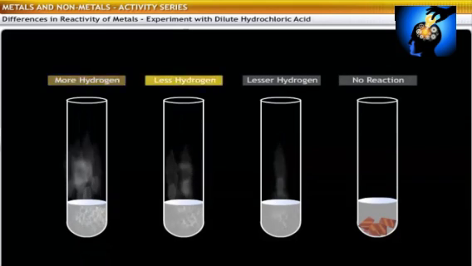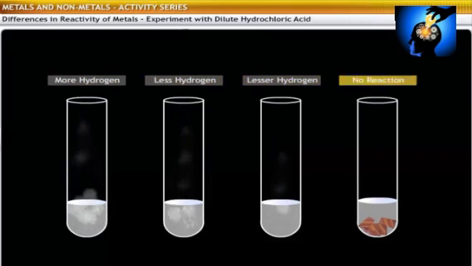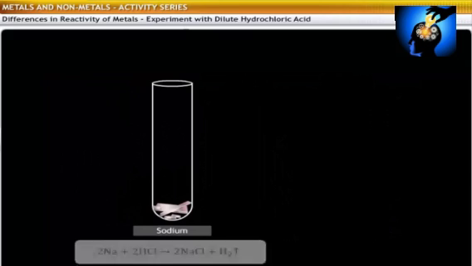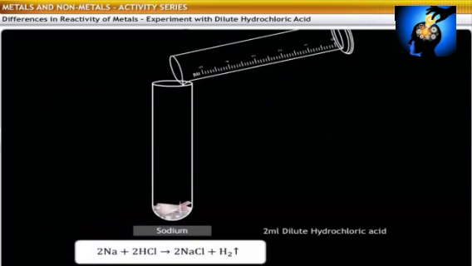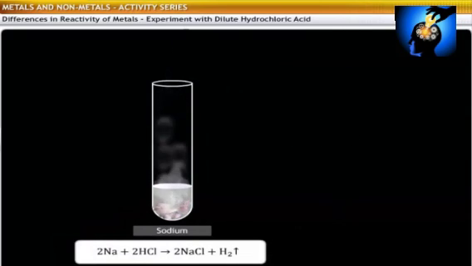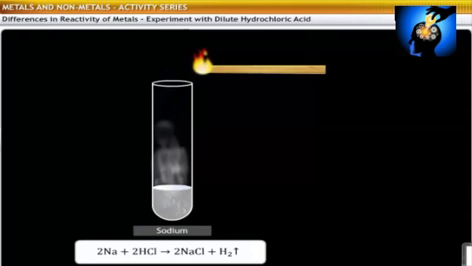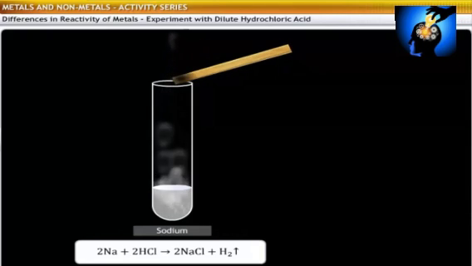However, you will notice that the rate at which the gas is liberated in each test tube is different. For instance, adding 2 ml of dilute hydrochloric acid to sodium results in a vigorous liberation of hydrogen gas. If you hold a burning splinter over the mouth of the test tube, the flame is extinguished with a pop sound.